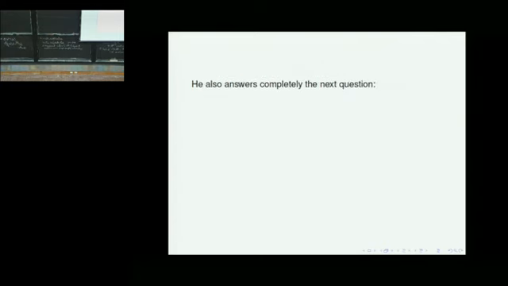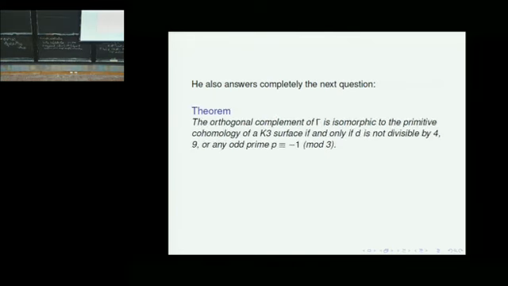The next question is when, having found this rank 2 lattice in the cohomology, is the orthogonal complement the Hodge structure of a K3? And he answers that also very explicitly. He says that's the case when D is not divisible by 4 or 9 or any odd prime congruent to 2 mod 3.